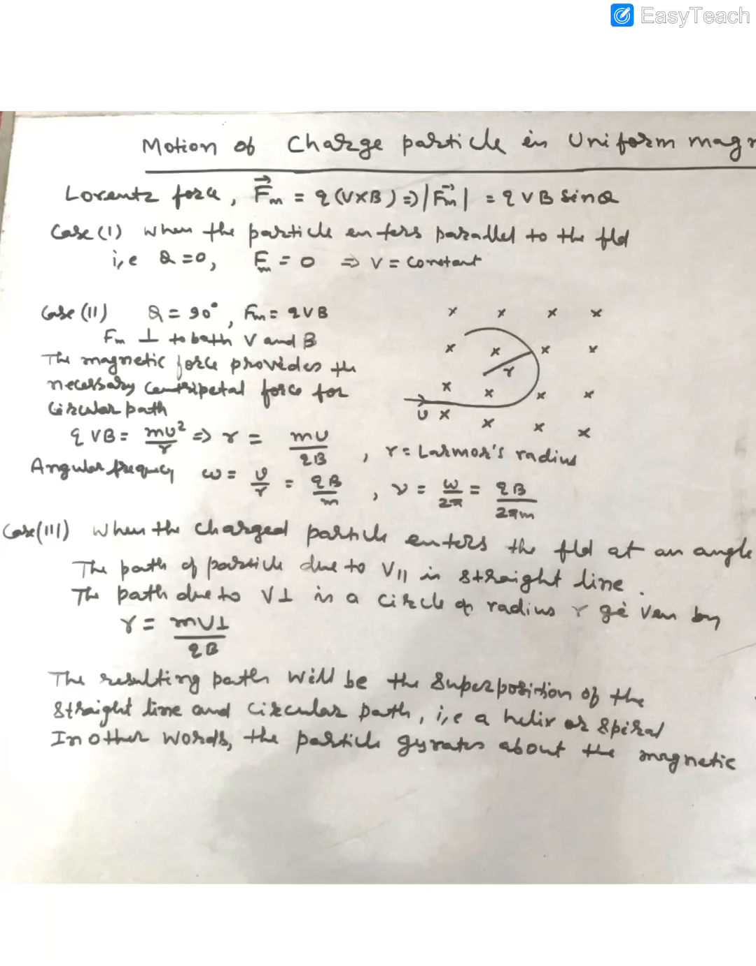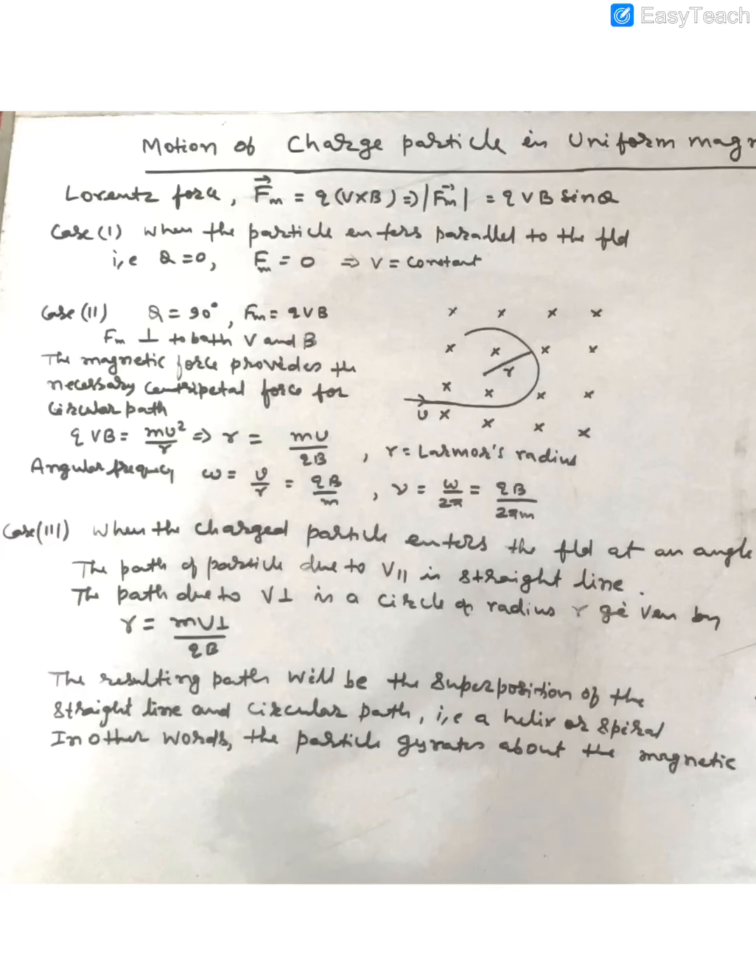V parallel will not contribute to the force. Therefore, the path of the particle due to v parallel will be a straight line, whereas the v perpendicular component will provide the necessary centripetal force for circular motion, and the radius of the circular path is given by this relationship.